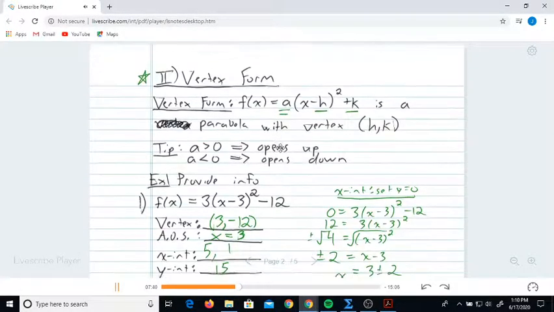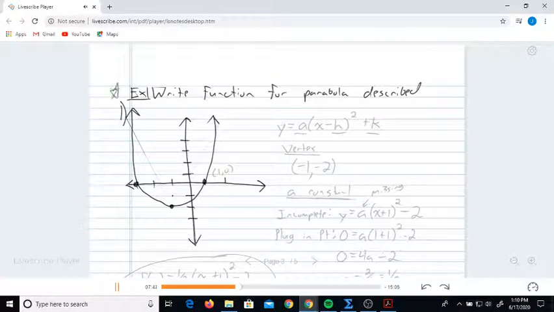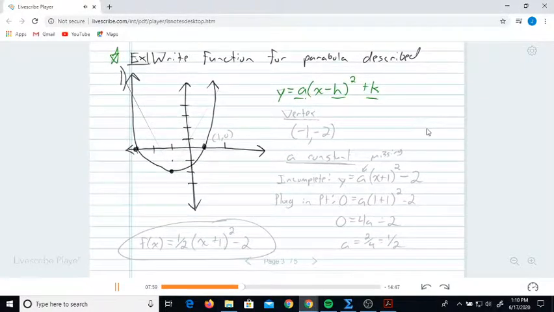And vertex form is the preferred form, particularly when you want to write a function for a parabola described or depicted. So if we look at this parabola, we want to come up with an equation for it. We'll default to vertex form, which I'm writing right now. And our goal is to figure out these three constants. Once we know these three constants, we are good to go. Beginning with the vertex. So we'll start with the vertex. Now the vertex is at negative 1, negative 2.